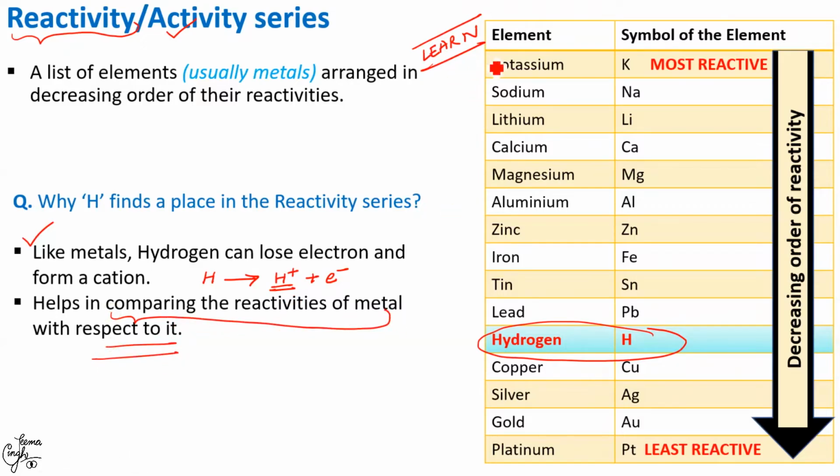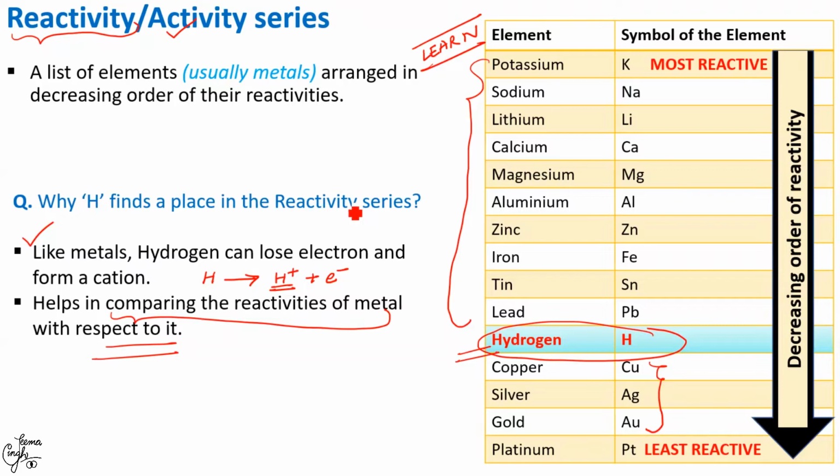All metals that are placed above hydrogen in the activity series, for example potassium, sodium, lithium, calcium, can lose electrons more readily than hydrogen and are more reactive or active than hydrogen. Whereas the metals that are placed below hydrogen, namely copper, silver, gold, and platinum, can lose electrons less easily as compared to hydrogen and are treated as less reactive metals as compared to hydrogen.